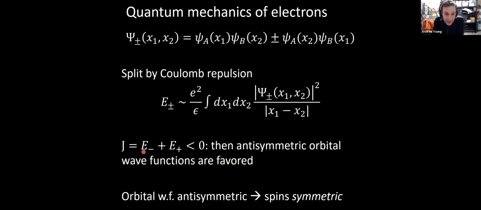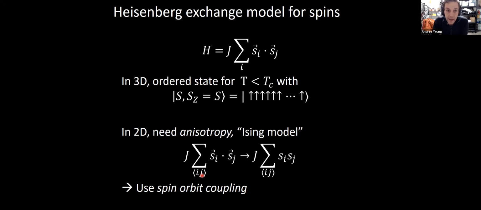But if that J, which is the difference between the symmetric and anti-symmetric orbitals, is negative, this should be a minus sign, apologies, then the anti-symmetric orbital wave functions are favored, and as a result, the orbital wave function should be anti-symmetric. And because if you're thinking about electrons, their total wave function must also be anti-symmetric, that means their spins should be symmetric, and you favor a state with a finite polarization.